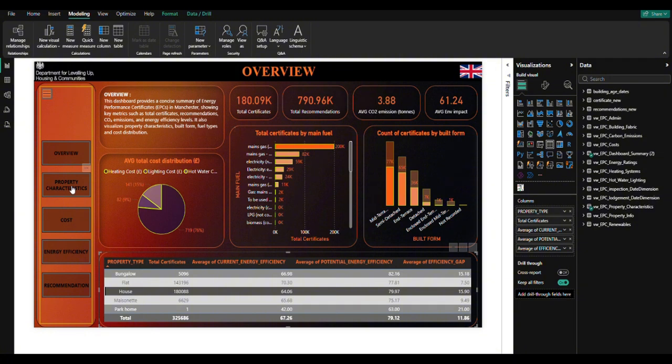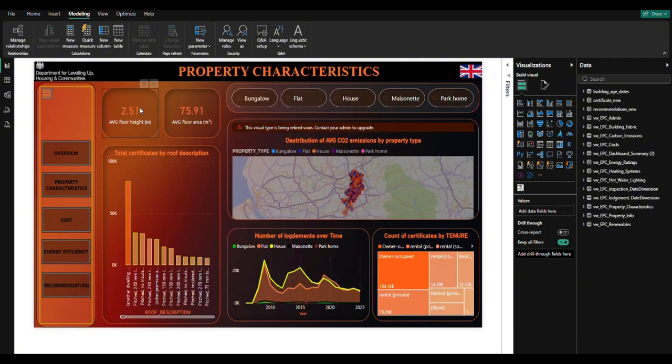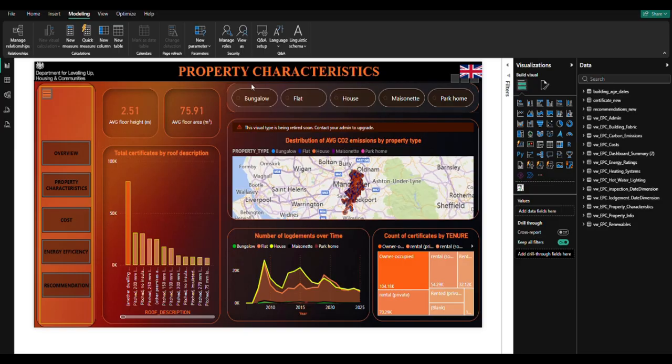Moving to the property characteristics page, this section focuses on the physical attributes of Manchester properties. At the top left, I include cards that show the average floor height 2.51 meters, average floor area 75.91 square meters.